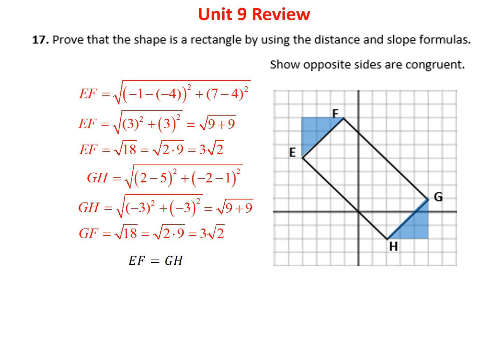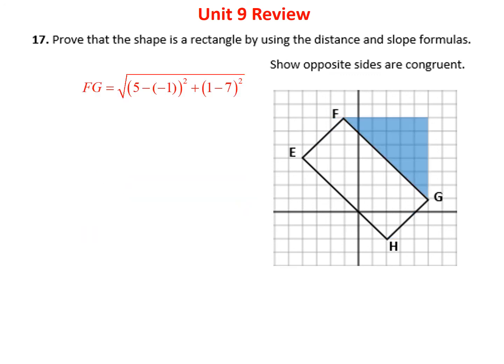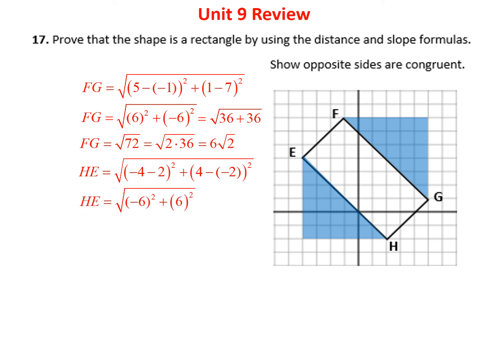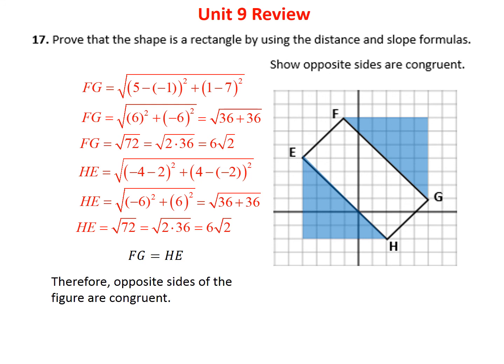But now we need to prove that the other two sides are the same as well. And so we'll work on that. Again, I can use my distance formula, or I can simply make a little triangle and count and realize this is a 6 by 6 triangle. So 6 squared plus 6 squared, I get 36 and 36, or square root of 72, or 6 times the square root of 2. I look at the other side and realize it's the same, 6 and 6. So now I've shown that not only is EF the same as GH, but FG is the same as EH. And so opposite sides of the figure are congruent.